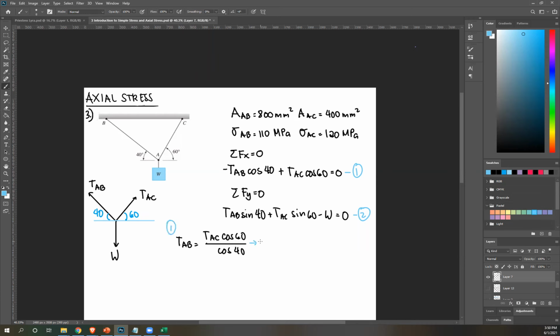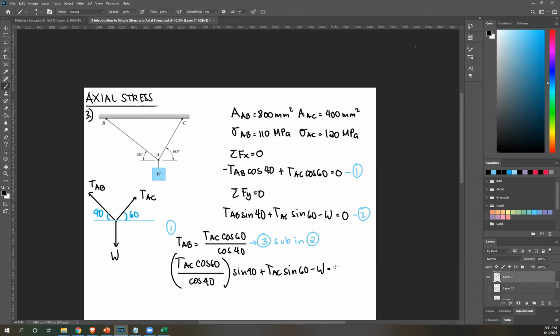And then we're going to sub this in equation 2. So for equation 2, subbing TAB here, you get TAC cosine 60 over cosine 40 multiplied by sine 40 plus TAC sine 60 minus W equals 0.